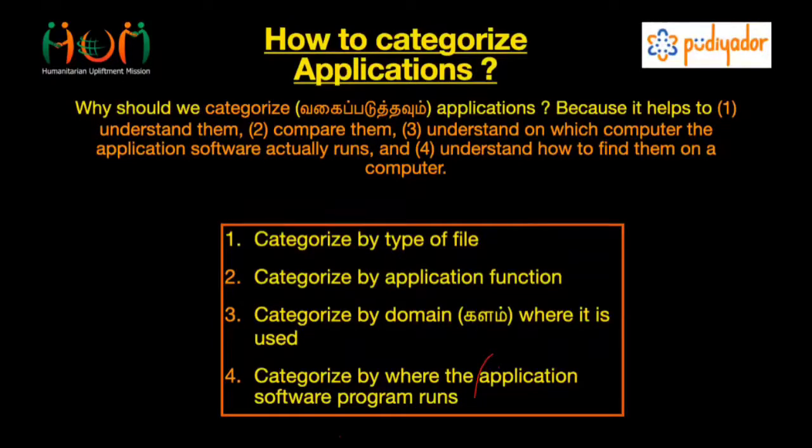So categorization really means separating these applications in various different ways, and the various different ways are in the box shown below. I can categorize an application based on the type of file it works on, right? A Word document is a type of file. JPEG, a photo image, is a type of file. So I can categorize an application based on the type of file it uses. I can categorize an application by application function, meaning what does it do? What does it do for me, right? If it is a camera app, it takes pictures. That is what it does for me. So I can categorize applications by type of file, type of application function, and type of domain where it is used. What do I mean by domain?